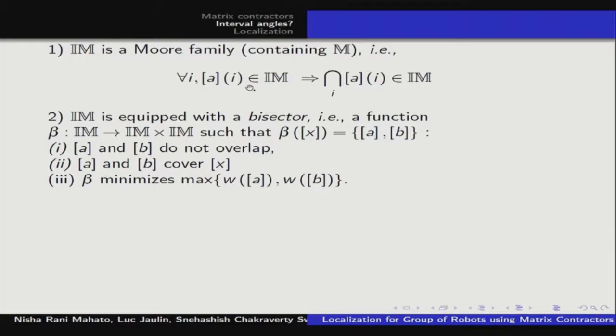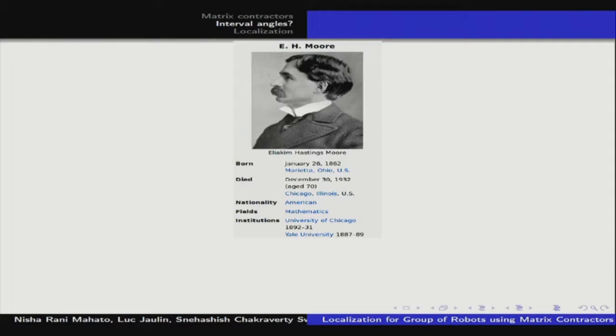So we need boxes to be a Moore family. We also need to generalize the interval algorithm's bisectors. A bisector is something which takes an element of this Moore family and is able to generate two other boxes, or BAD bisectable subdomains, A and B, such that A and B do not overlap, A and B cover X, of course, and they minimize the max of the width of A and B. The width is defined because the distance is defined in the Riemannian manifold.